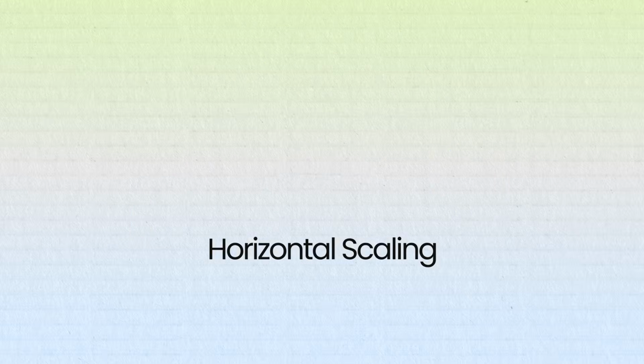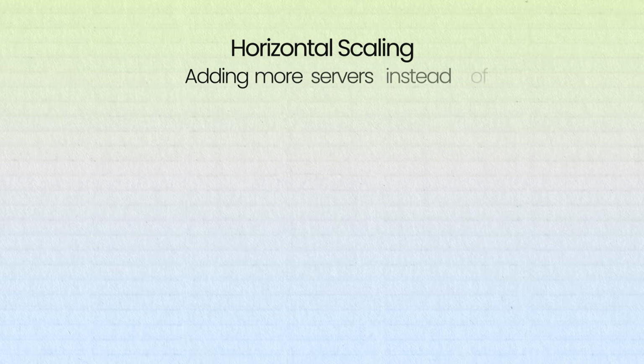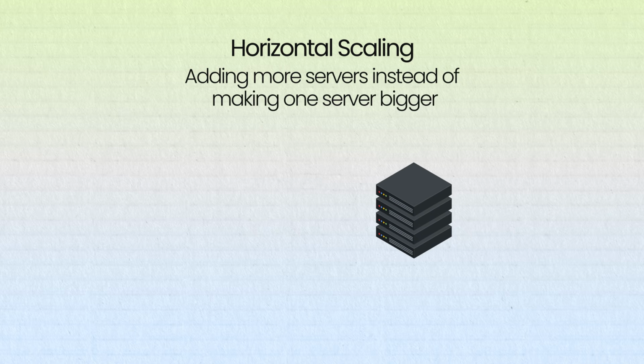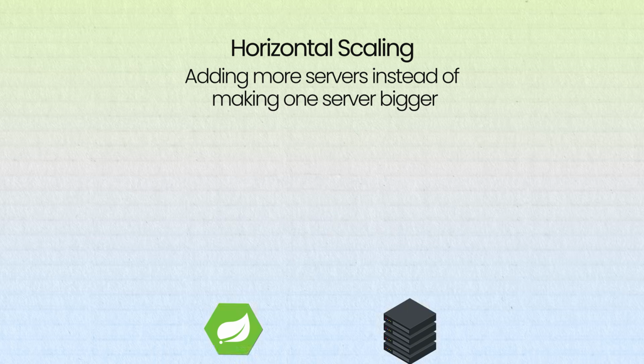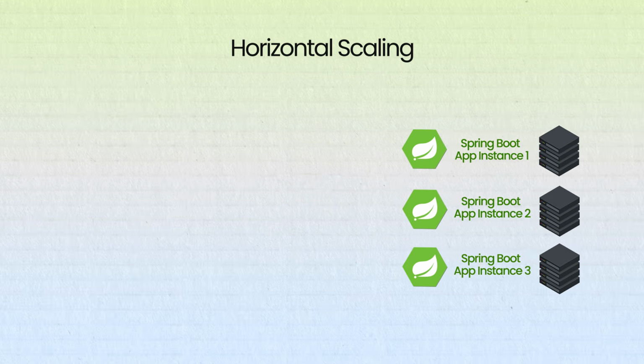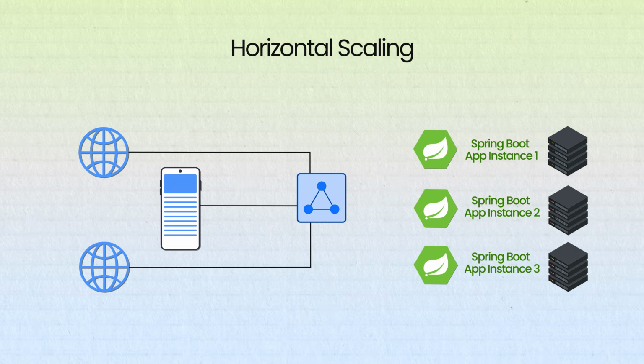And this is where horizontal scaling comes in. Horizontal scaling means adding more servers instead of making one server bigger. So instead of one powerful server running your Spring Boot app, you run multiple instances: Spring Boot app instance 1, instance 2, instance 3. And in front of them, you add a load balancer. That load balancer receives incoming requests and distributes them across the available servers. That is called scaling out.